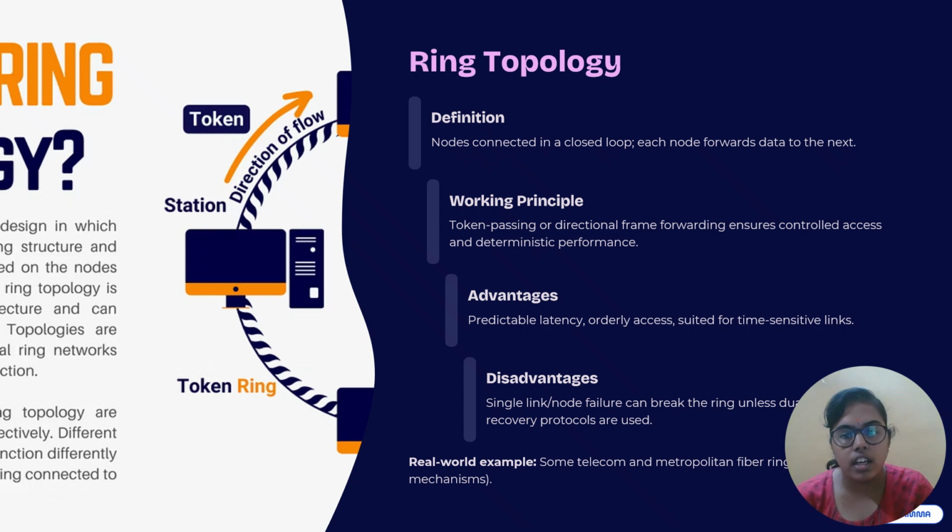Ring topology. In ring topology, all devices are connected in a closed loop. Data travels from one device to the next, usually using a token passing method. The advantage is that it provides predictable performance and controlled communication. The disadvantage is that failure of one link or device can affect the entire ring unless backup methods are used. Some of the real world examples are telecom and metropolitan fiber rings.